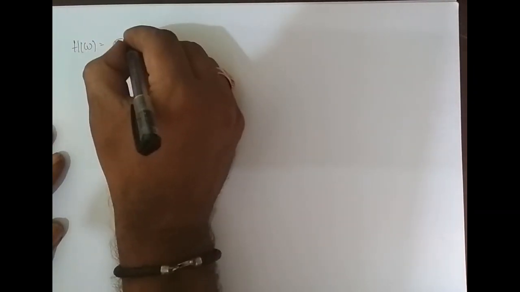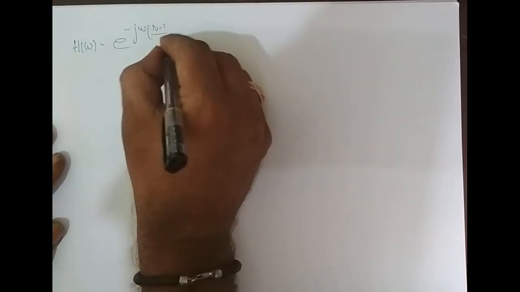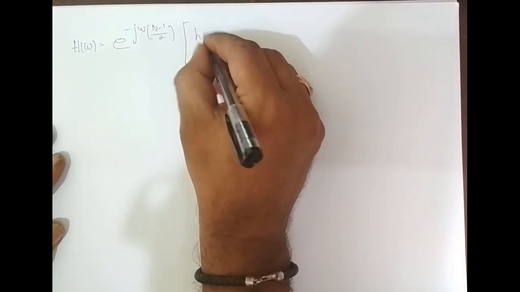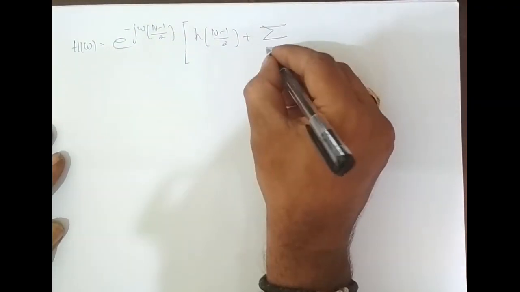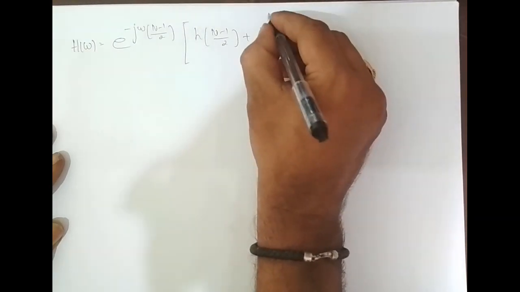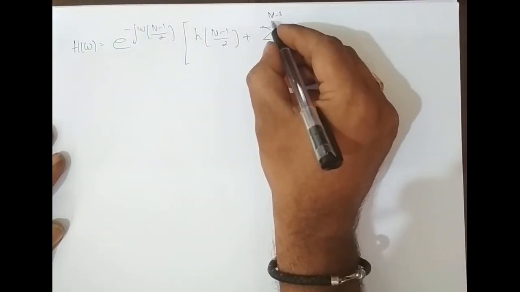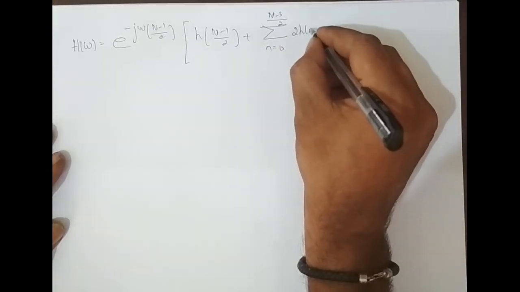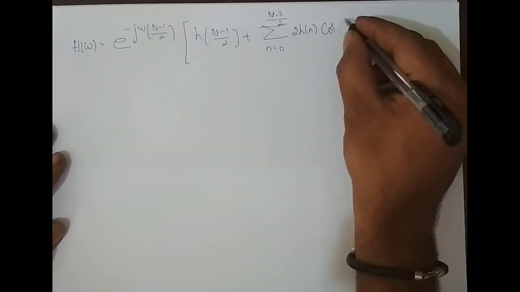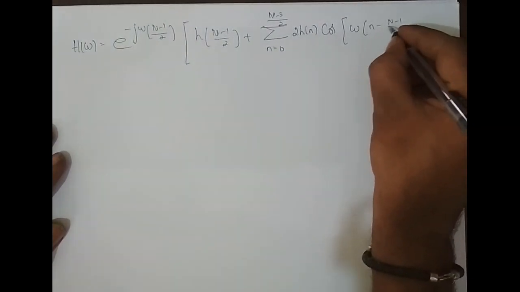h of omega is equal to e power minus j omega into n minus 1 by 2 times h of n minus 1 by 2 plus summation n varying from 0 to n minus 3 by 2 into 2 times h of n into cos of omega into n minus 1 by 2.